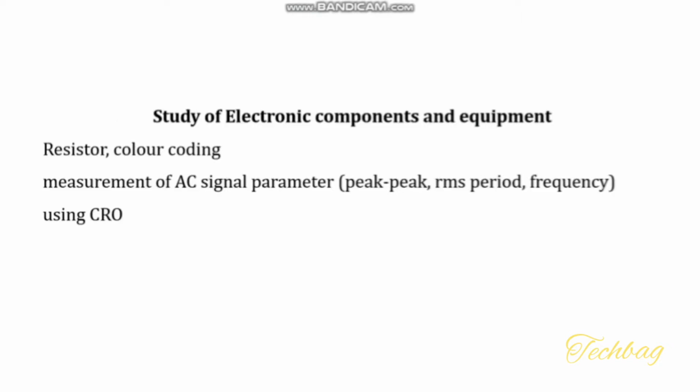The first experiment is the study of electronic components and equipment. In the electronic components, we focus on the resistor, and here we are going to see how we can measure the resistance value of the resistor from the color coding. The second part is equipment. Here we are going to study the CRO, that is, the cathode ray oscilloscope. Using that, we see how we can measure the amplitude, time period and phase angle of any given input signal.